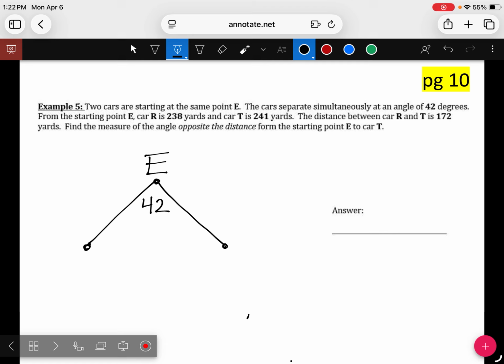From the starting point E to R, so from E to R is 238 yards. And then it says, wait, sorry, let me go back. Take that back, y'all. My bad, let me read it. It says, so from the starting point E, car R is 238. And car T is 241. And the distance between R and T is 172.